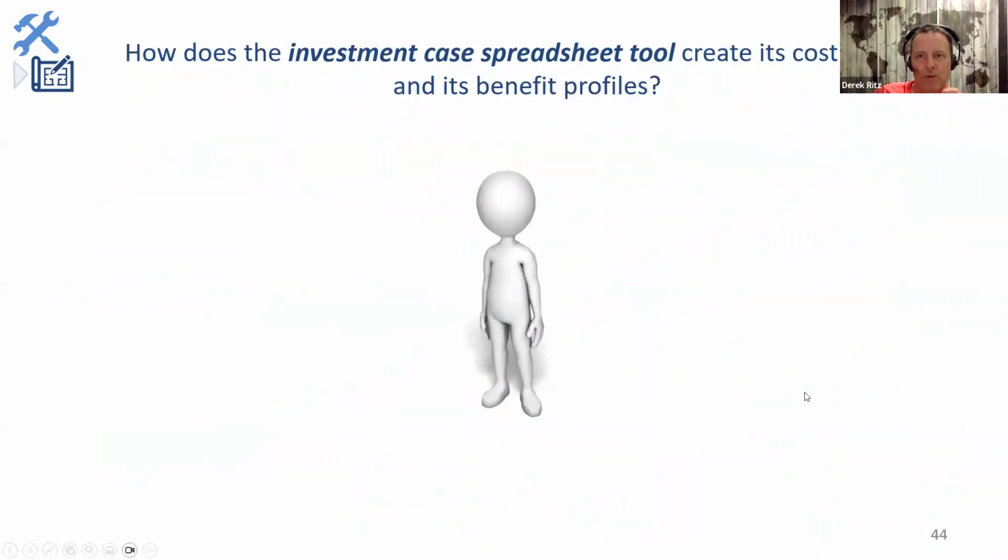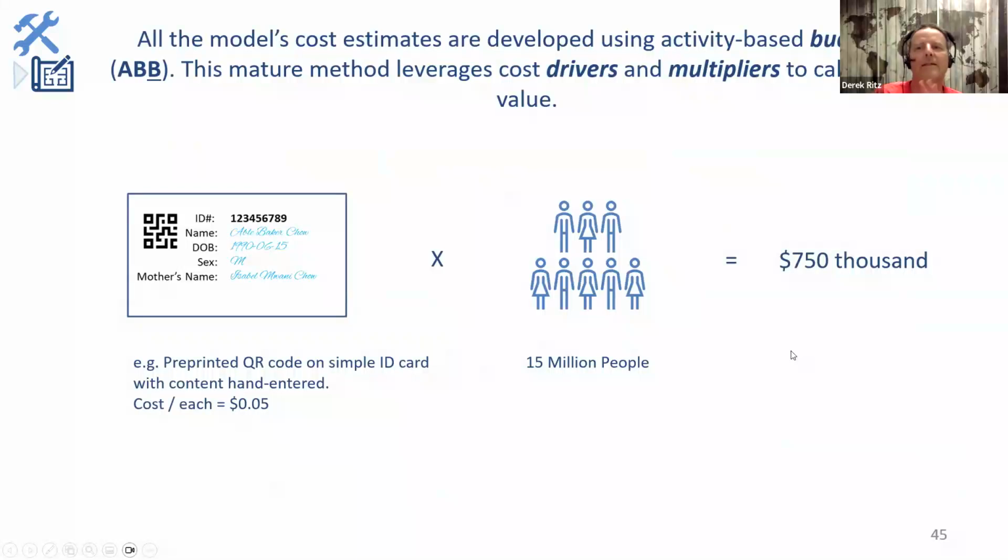So how does the spreadsheet tool create its cost profiles and its benefit profiles? It uses activity-based budgeting. So using the idea of the cards, I love this the most, by the way. This is the Brazilian card, and I have one. I was at some meetings in Sao Paulo, meeting with some of the people from Siga Saúde, which is their health authority, and they were telling me that they can issue a card. They had 185 million people in Brazil at the time, I think, in 2010.